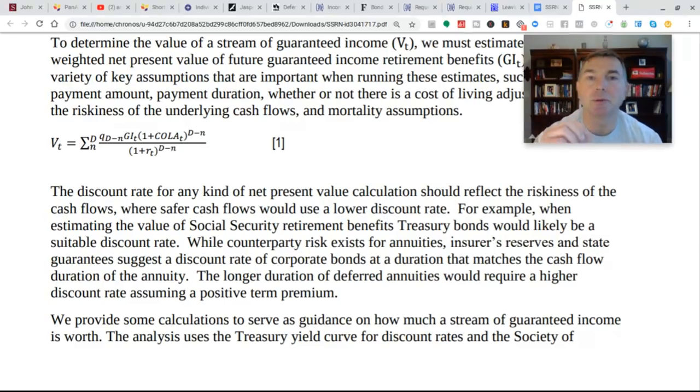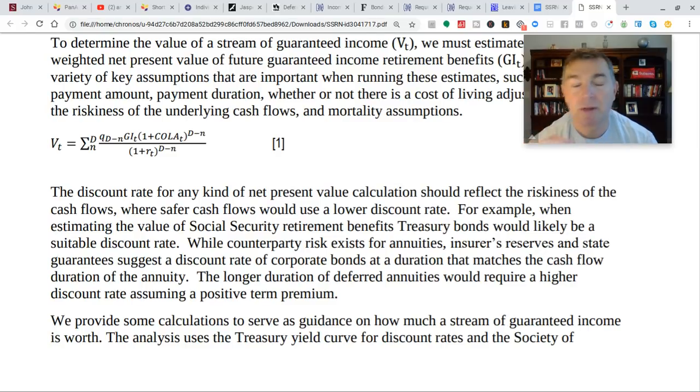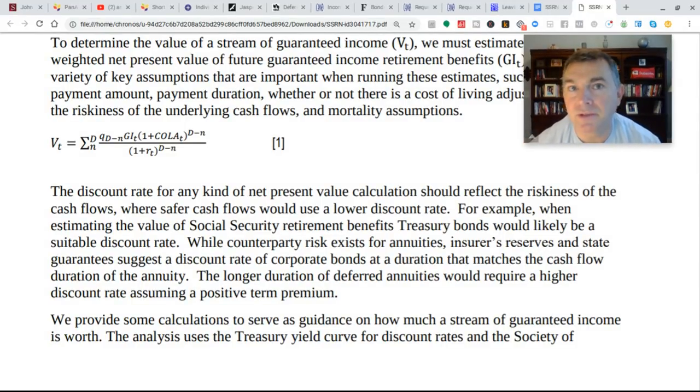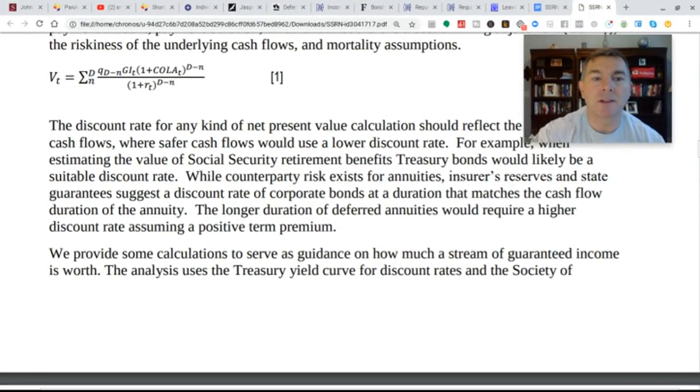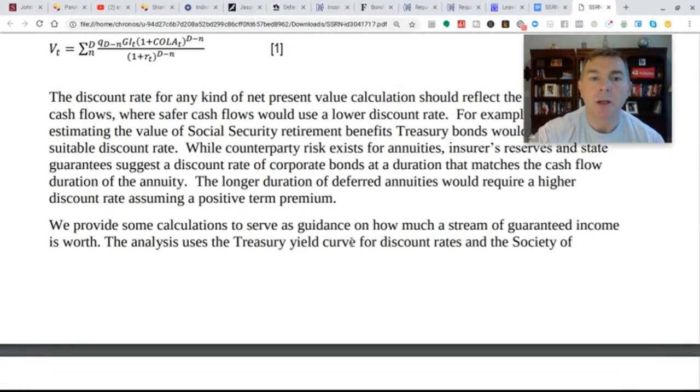So what's going on here is we're saying if you're going to use corporate bonds, i.e. a bond ladder, you shouldn't use Treasury bonds as your discount rate, because corporate bonds are riskier, simply because insurers' reserves and state guarantees are behind the annuities, which are not guaranteed behind the bonds. So the longer duration of deferred annuities would require a higher discount rate, assuming a positive term premium.